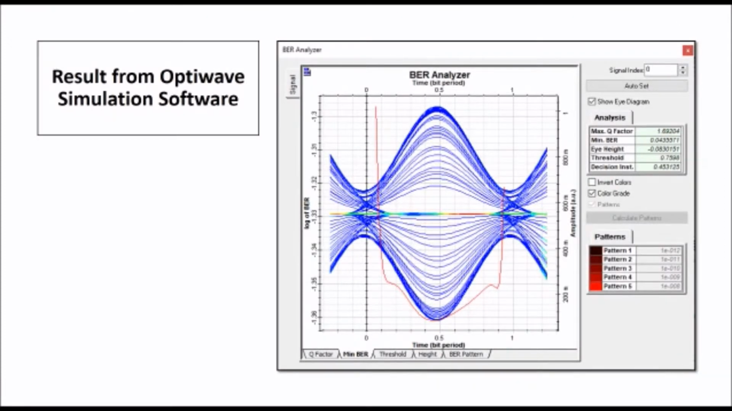Hi, we meet again. I will be explaining the results that we get from the simulation software OptiWave. In this section, the results of the circuit simulation are discussed. The circuit is tested with and without an external modulator. For this part, the circuit is using an external modulator, which is an amplitude modulator.